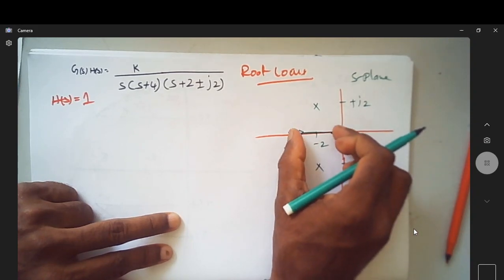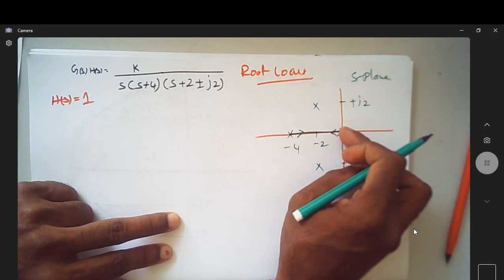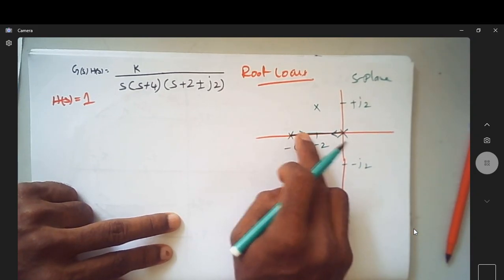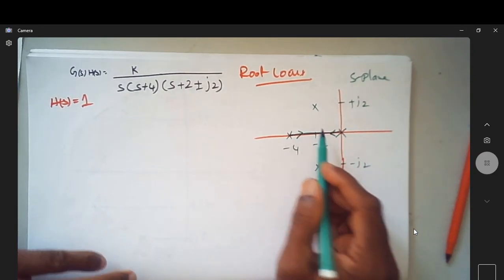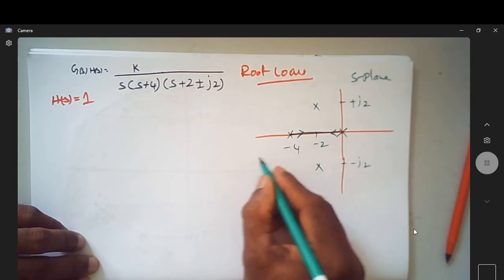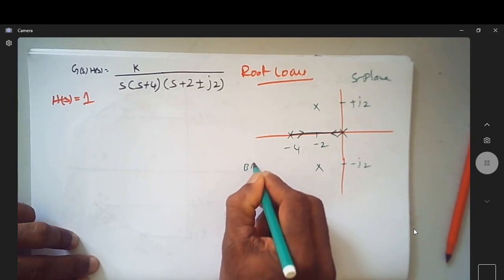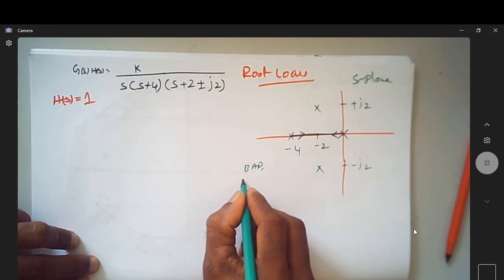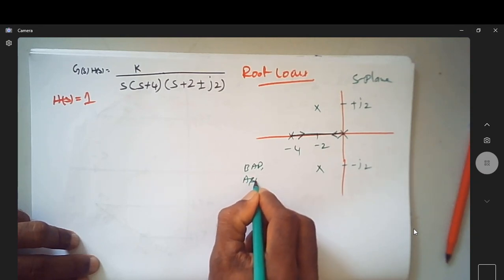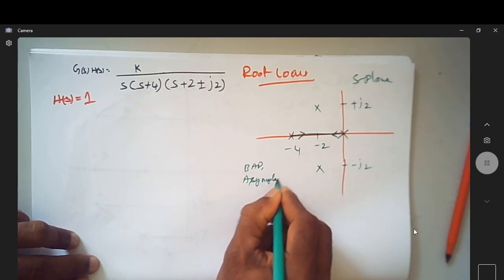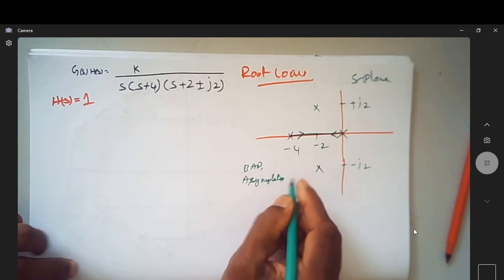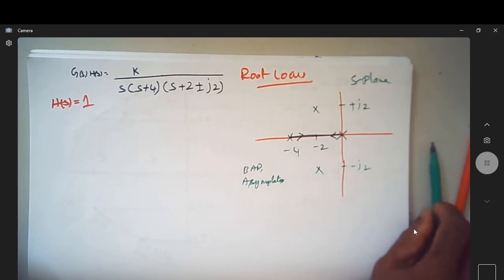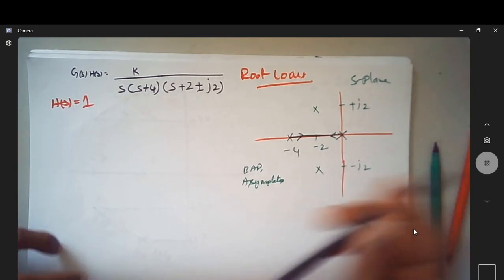Now the locus is leaving from the origin and leaving from minus 4. That's why the arrow mark is leaving here and here. And of course, we need to find the breakaway point. We also have to find the asymptote specifications: how many asymptotes there are, what the centroid is, and what the angles of the asymptotes are. Those things we shall list now.